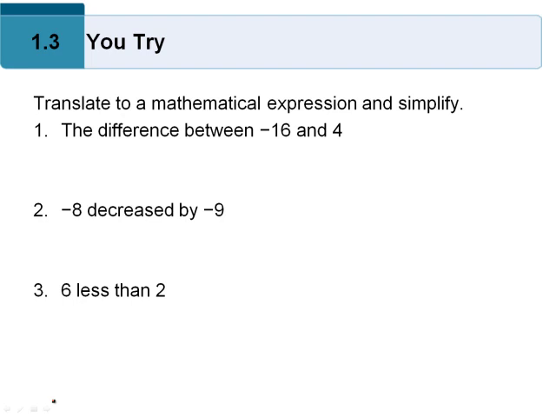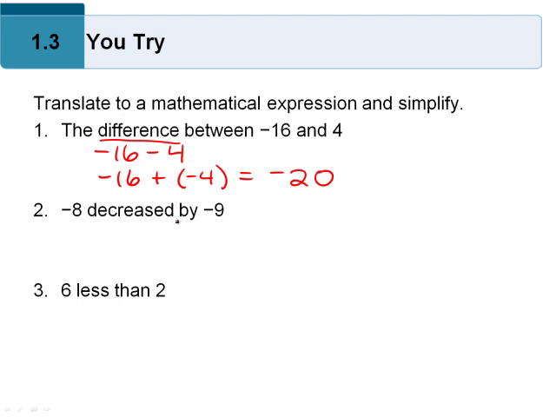All right, number 1, we want to translate to a mathematical expression and simplify. So it says the difference between negative 16 and 4. So difference goes right in order. Negative 16 minus 4. So now we need to do keep, change it to addition. Opposite of 4 would become negative 4. Okay, and now the signs are the same, so I add and keep the sign, which would be negative 20.